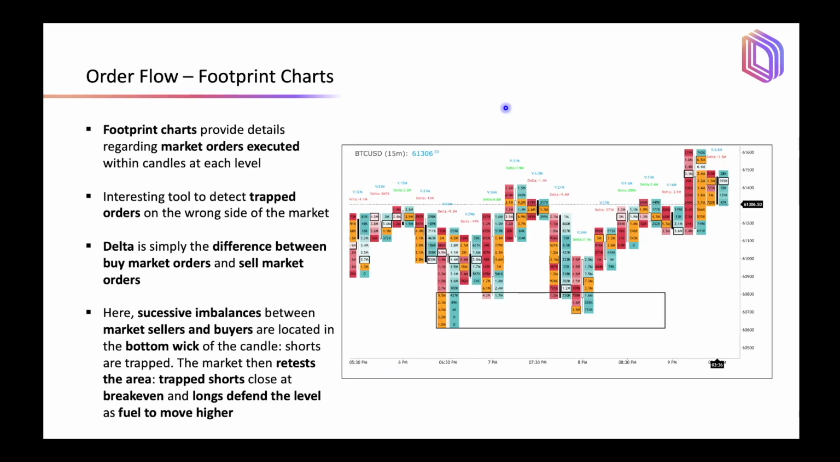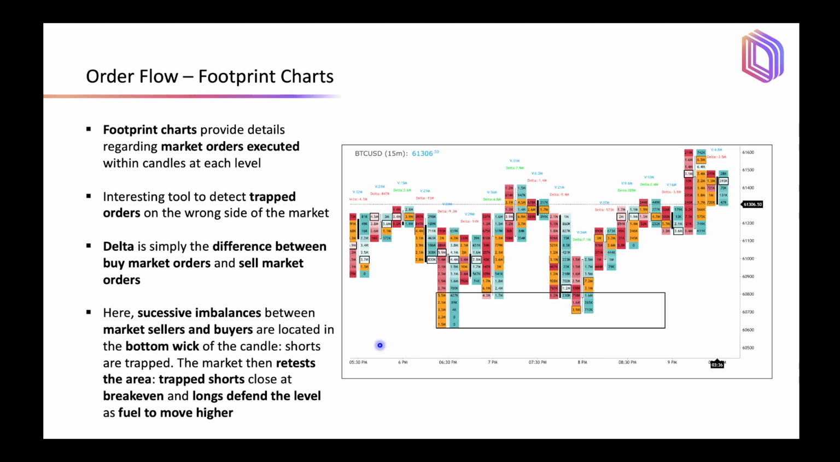As an outro to this video, we're going to talk about footprint charts. Footprint charts are great because they provide details regarding market orders executed within candles at each level. So for example, here we have on the left market sell orders and on the right market buy orders. It's all executed orders already, with a volume of 59 million and a delta of minus 9.3 million. Delta is just the difference between market buy orders and market sell orders.